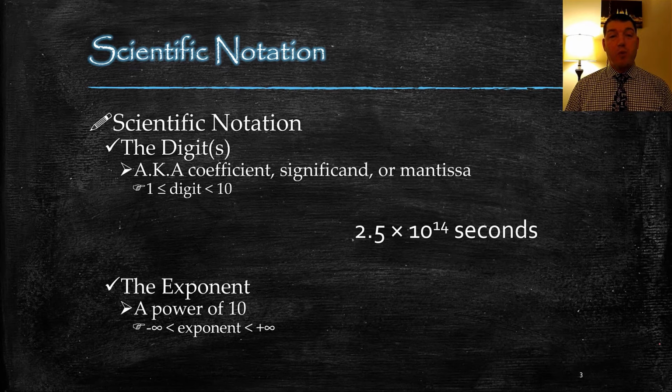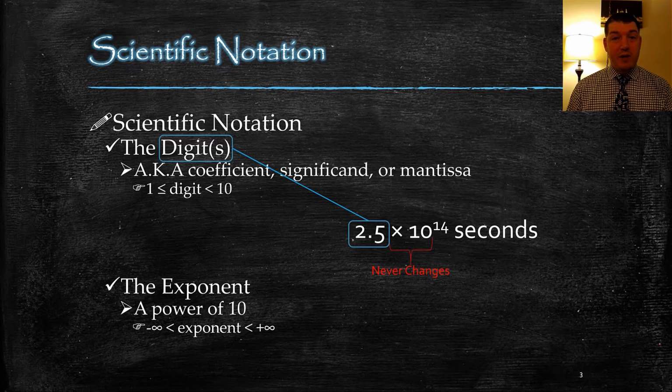There's a couple of important parts. One is that there is some number times 10 to an exponent, and the times 10 never changes. You'll always see some digit or number times 10 to some exponent. So since the times 10 never changes, we want to make sure we're clear about that fact for all scientific notation. What can change is the beginning part of the scientific notation, which is known as the digit, sometimes referred to as the coefficient, the significand, or the mantissa.